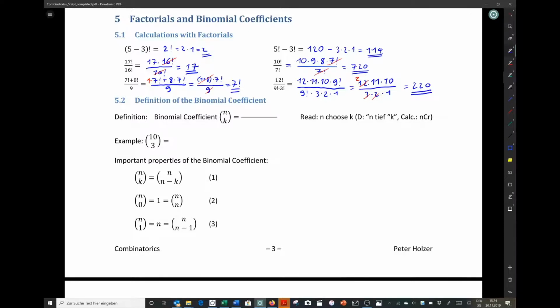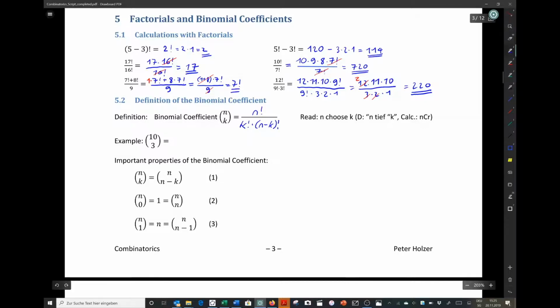Well, that's about factorials. Let's get to the binomial coefficient, something we haven't seen yet. So I'll introduce it right now. The binomial coefficient, written with this bracket and the n above the k, we read as n choose k. In German, we would say n tief k. And on your calculator, you'll find it as nCr, n choose r. The n choose k just means n factorial divided by k factorial times n minus k factorial. Let's look at an example.